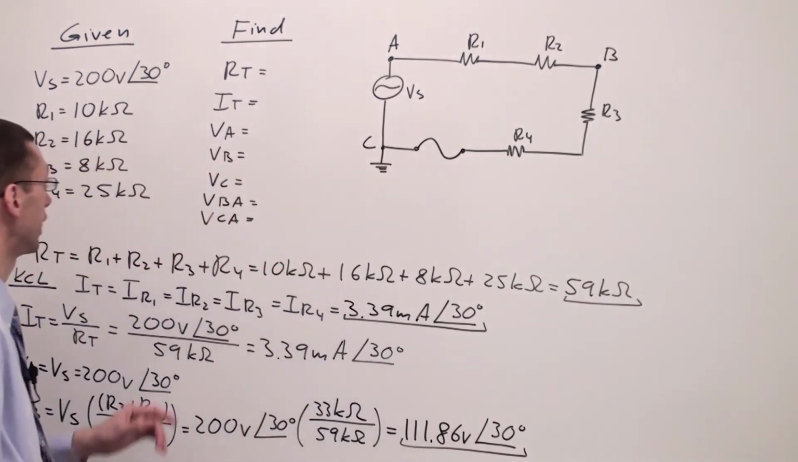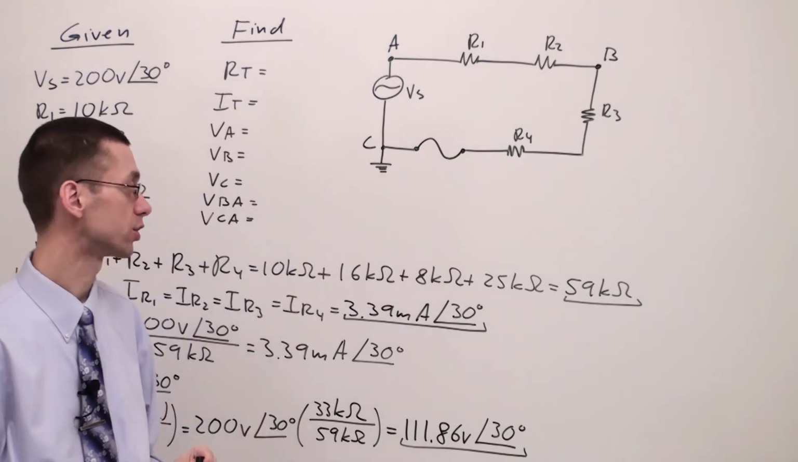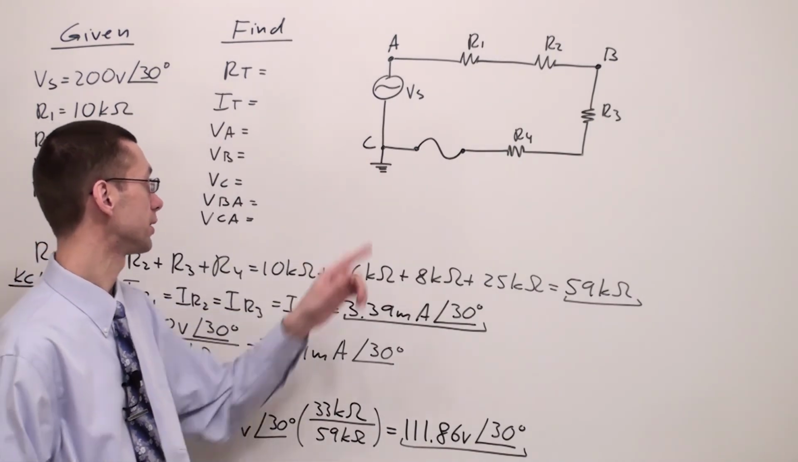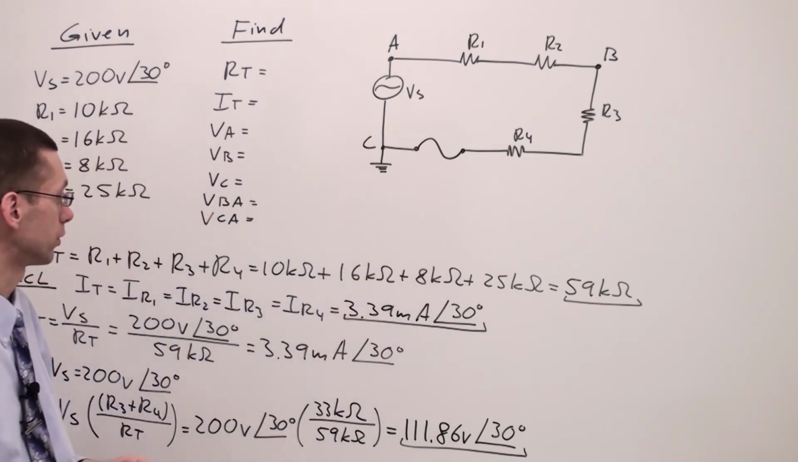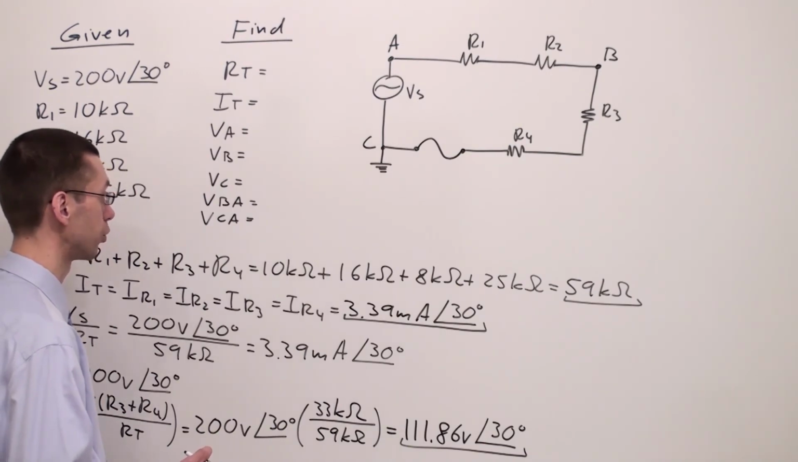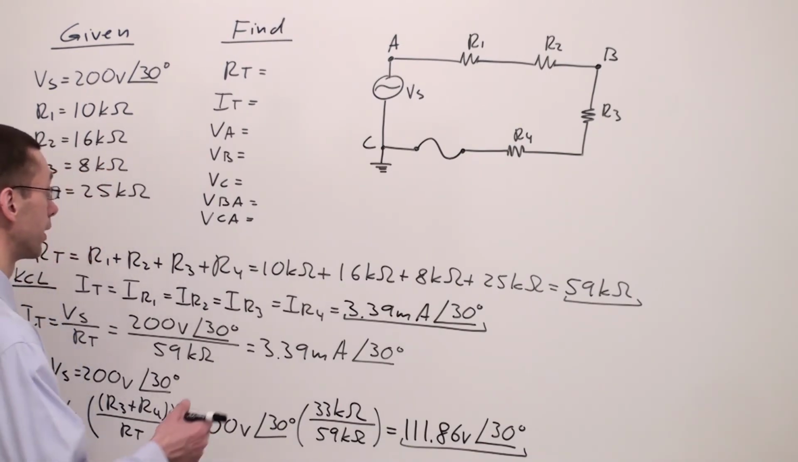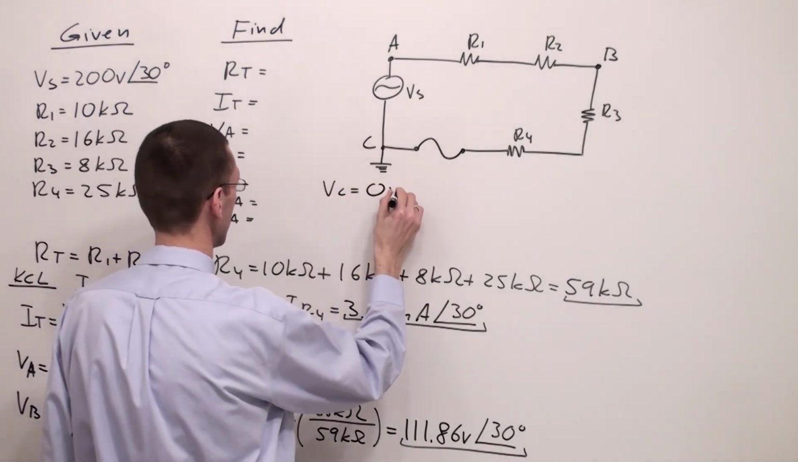Next, we're supposed to find the voltage at point C. You have to realize that point C is connected directly to ground, and ground has a potential of 0 volts. That's why I'm going to say that VC is equal to 0 volts.